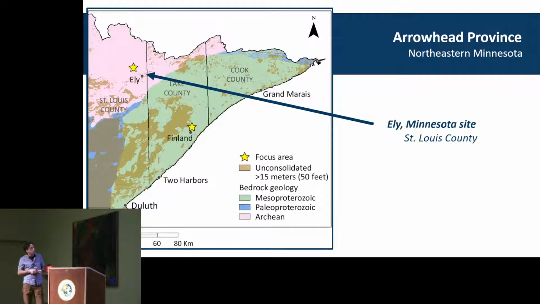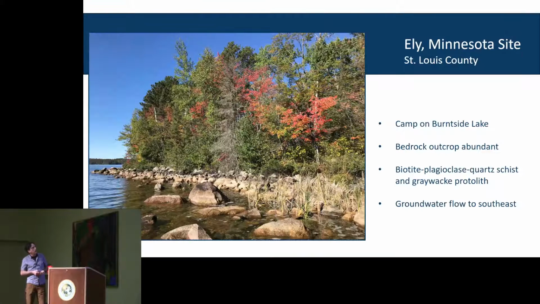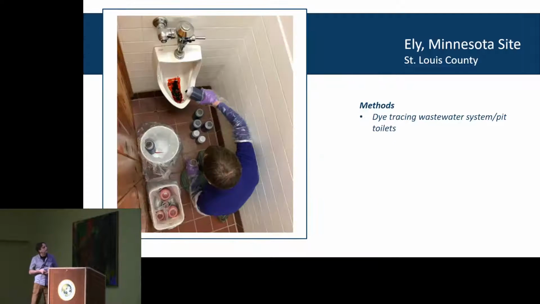So we started working with the Department of Health to help them do some work at a site near Ely, Minnesota. It's a camp on a big lake up there. There's bedrock outcrop that's abundant. It's basically a schist and wacky protolith. And the limited understanding of groundwater at the site was basically that flow is to the southeast.